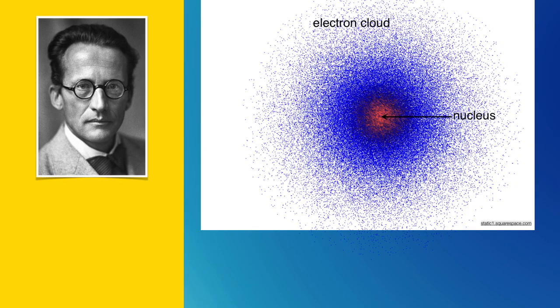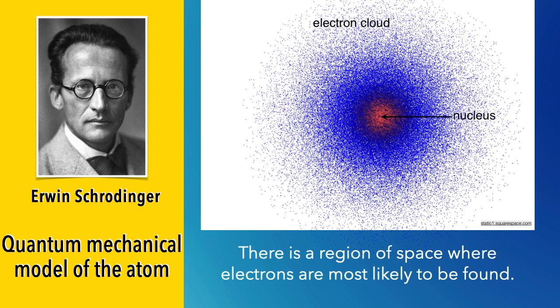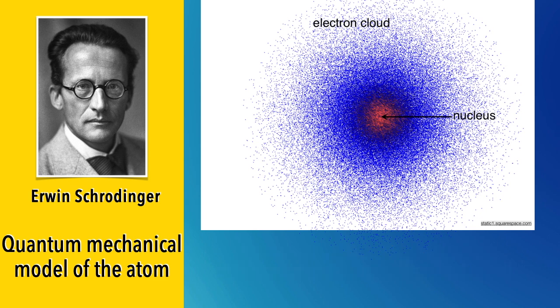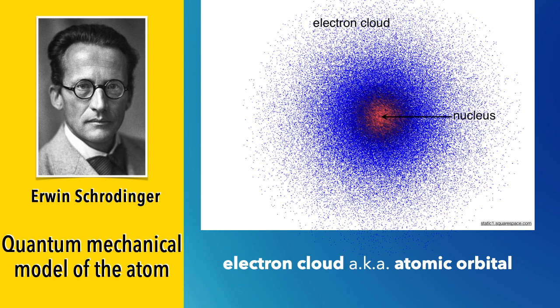But there is one thing possible, sabi ni Erwin Schrödinger, isang Austrian-Irish physicist. Ayon sa kanyang quantum mechanical model of the atom, meron daw area around the nucleus kung saan posibleng matagpuan ang mga electrons. This is the region of space where electrons are likely to be found. It is called electron cloud, aka atomic orbital. The blue area is the electron cloud, and the darker it is, the more likely the electrons are there.